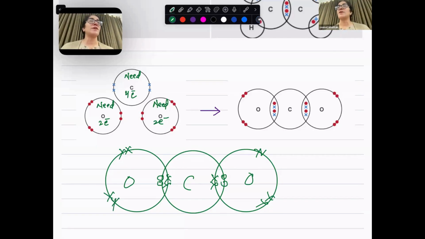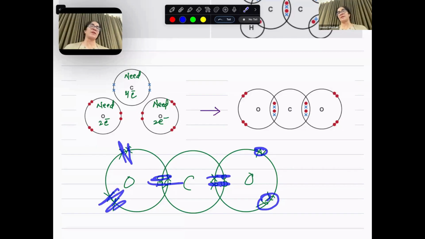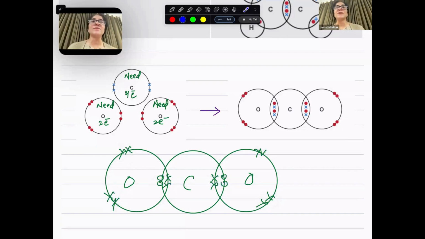So is this carbon making a total of 4 bonds? Yes, 1, 2, 3, 4. Each oxygen is making 2 bonds. So the last shell of carbon is complete. Yes. Why? 1, 2, 3, 4, 5, 6, 7, 8. And the same for each oxygen, 8. Right, I hope you understand.